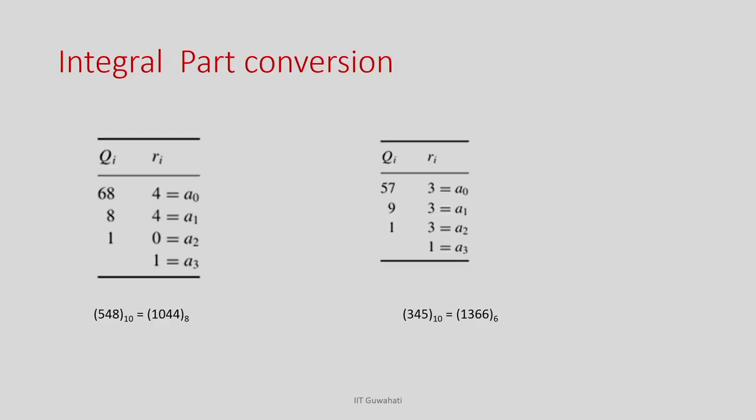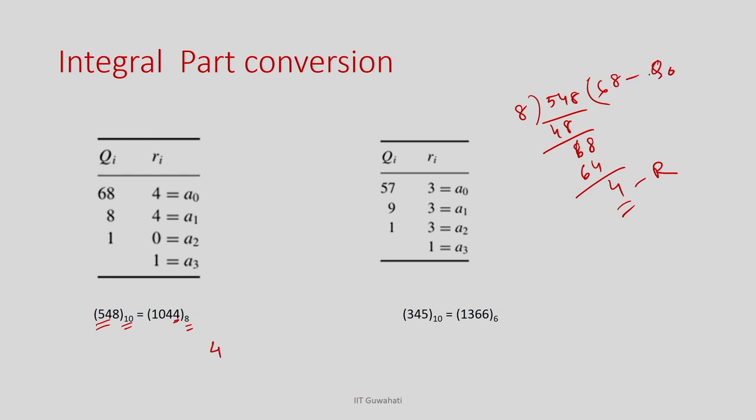Suppose you have to convert this number from base 10 to base 8. The idea is that I will take 548 and divide this by 8, because I take the base B2. It will come 68, with 4 as the remainder. So, this is my remainder, right. The first digit of the number I am going to construct in base 8 is 4.